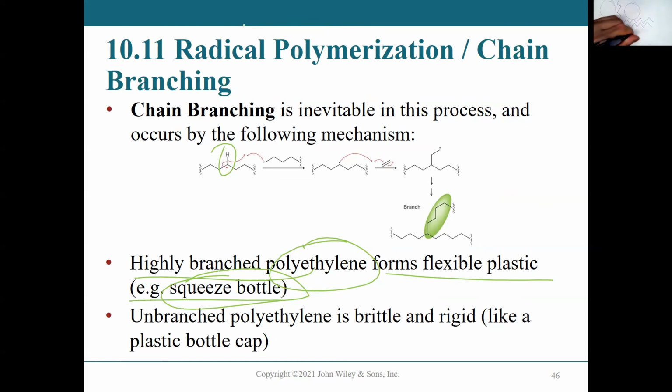Let's say that we have chains like that, so you have a high density. Why? Because in this one, everything is packed. The chain is packed like a sandwich. But it depends on the type of plastic that you want to obtain. And branched polyethylene is brittle and rigid, very rigid, like a plastic bottle cap.